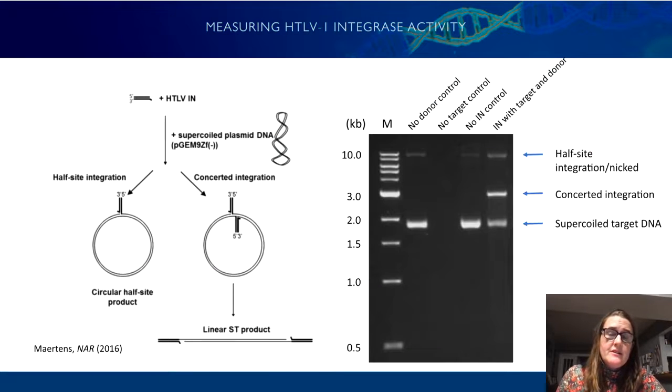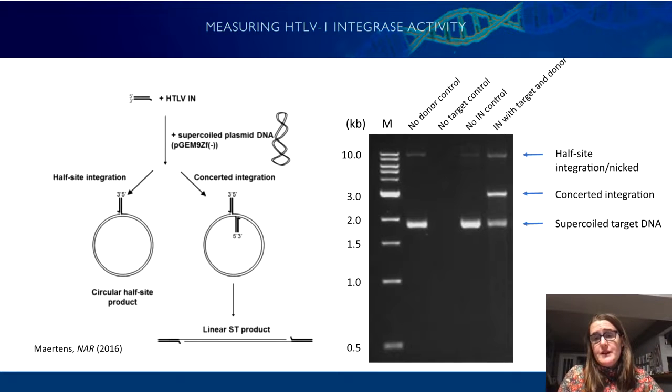When we measure integration activity in vitro, we do this by mixing recombinantly purified HTLV1 integrase with viral DNA mimics, double-stranded oligonucleotides that mimic the LTR ends of the viral DNA. We mix this together with supercoiled plasmid DNA, and if we have concerted integration happening, this means that two viral DNA ends integrate into the supercoiled plasmid DNA. This plasmid becomes linearized. If we have defective integration, only one viral DNA end gets integrated, and we have a circular half-site product. Each of these products we can separate on a gel.